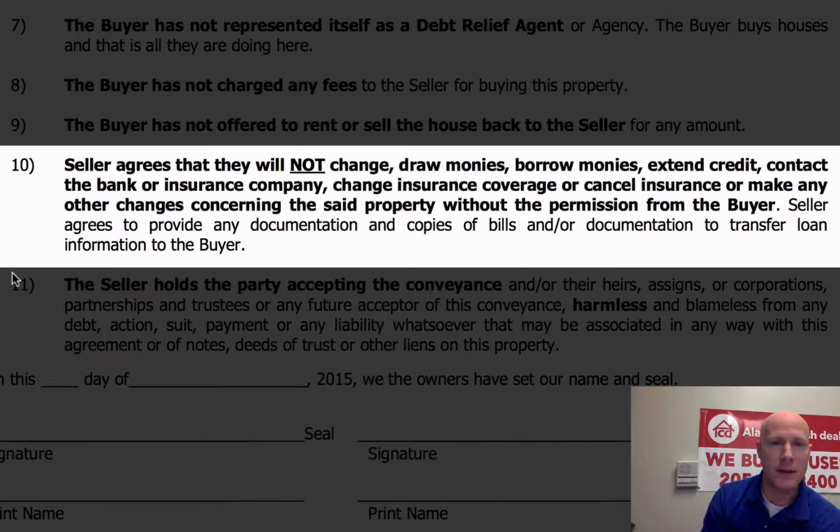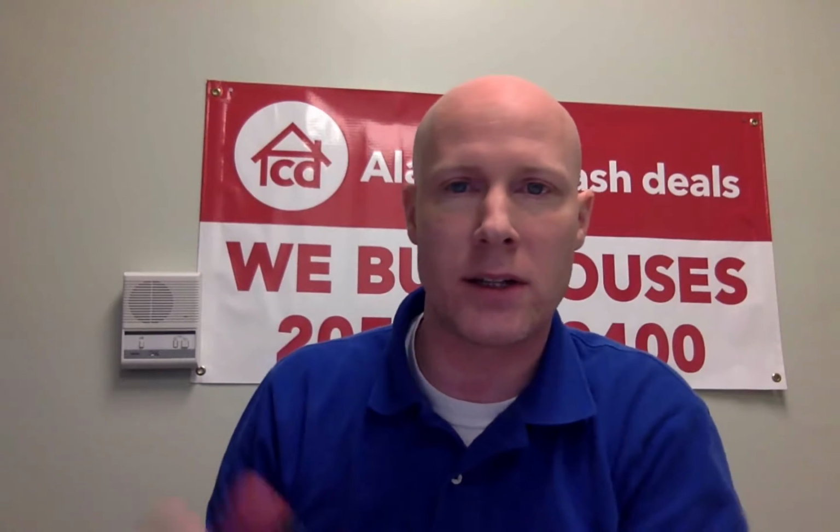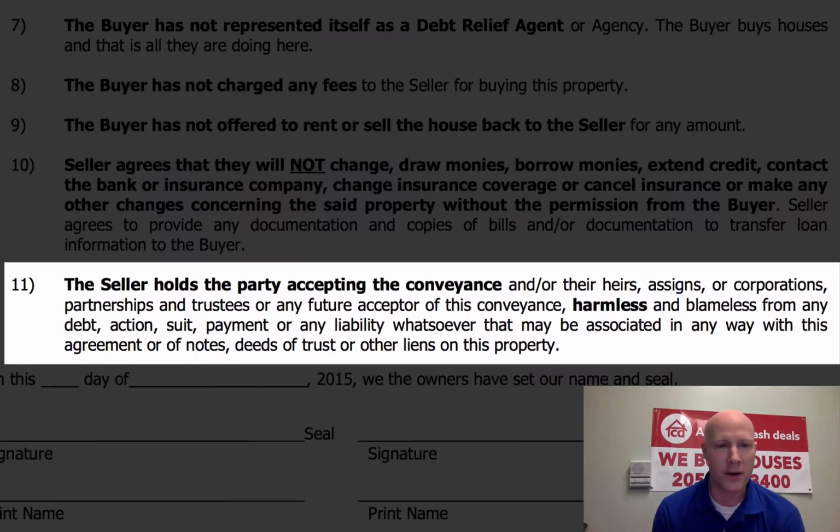The seller agrees, and this is very important, that they will not change, draw money, borrow money, etc. against this property. It's very, very important that they don't do that. And what you can actually do is file all this paperwork at the courthouse, which you're going to do anyway, because you're going to go through a formal closing, because the property is going to sell. It is going to change hands. So you're going to go through that formal closing, so those documents will be recorded at the courthouse. And then number 11 here, the seller holds the party accepting the conveyance harmless and blameless from any. So just make sure you're kind of covering yourself.